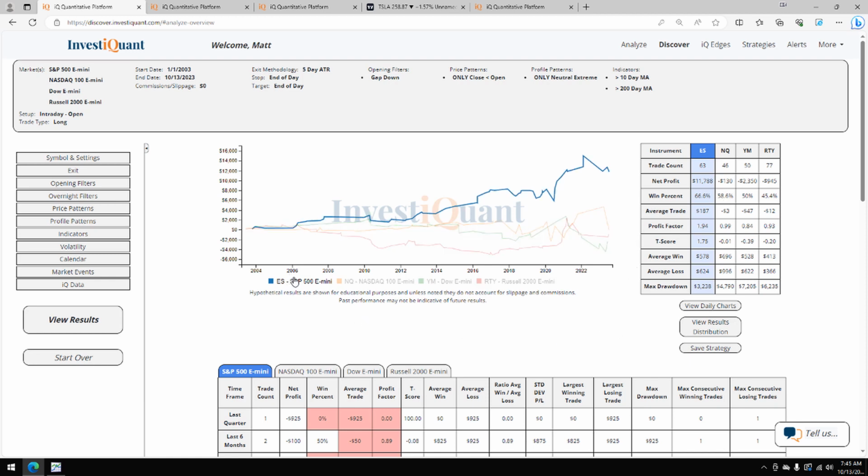This is the S&P here in the blue equity curve. I've got it highlighted there. So historically speaking, a bit of a mixed pattern, a bit stronger in the S&P than the others.